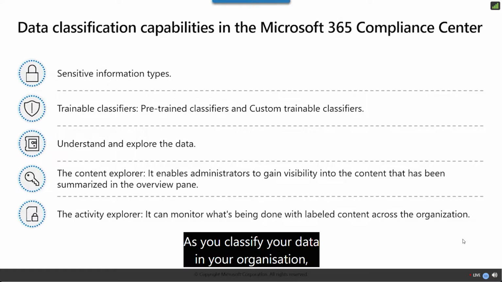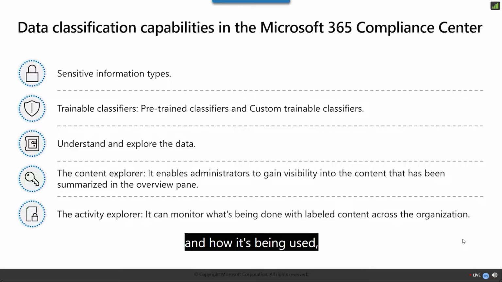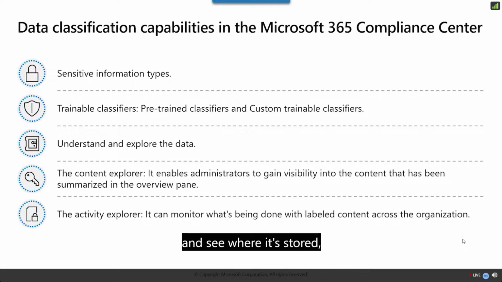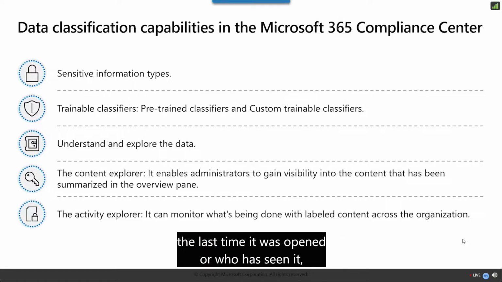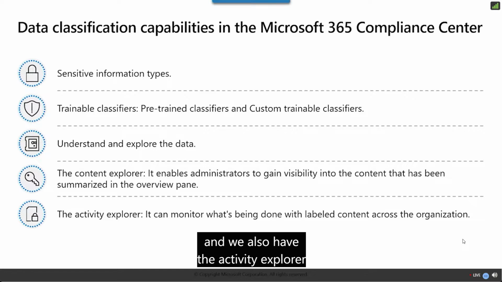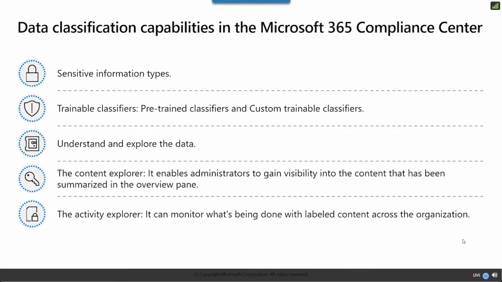As you classify your data in your organization, you can use different explorers to see the different data that's being classified and how it's being used. And then you can drill down into any label and see where it's stored, the last time it was opened, or who has seen it. And we also have the Activity Explorer to see where labels were changed and when.